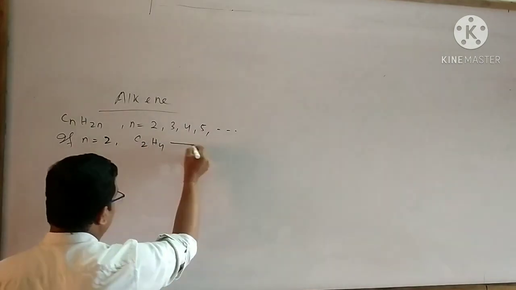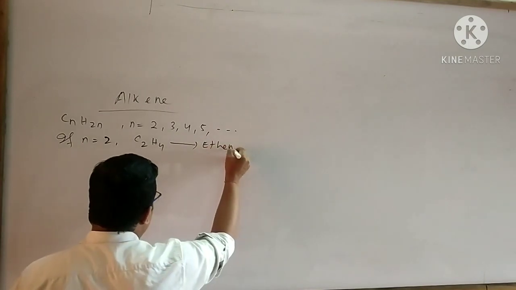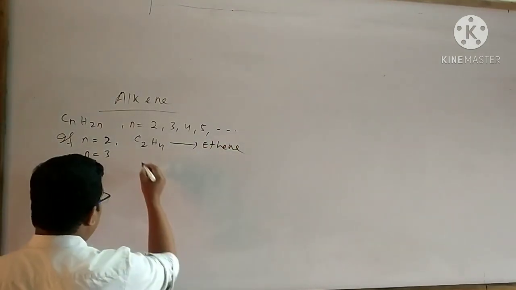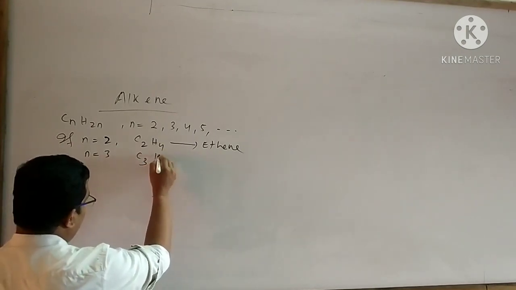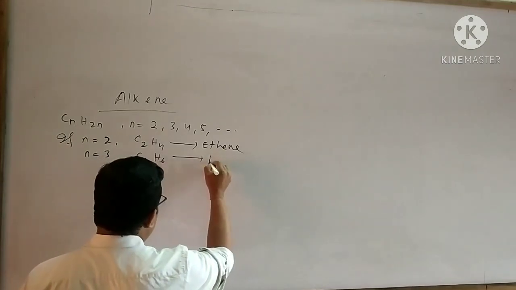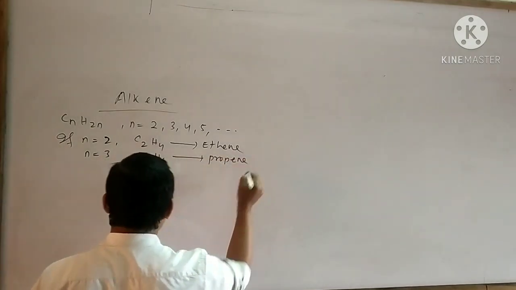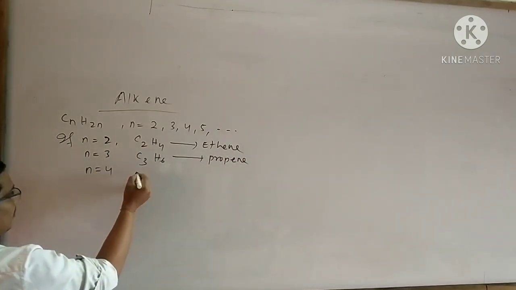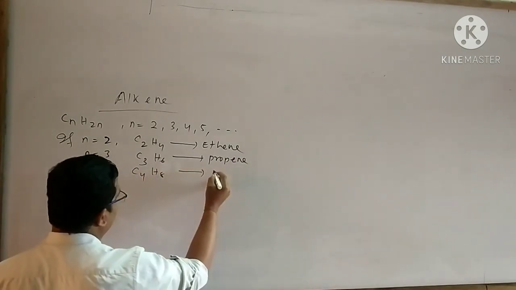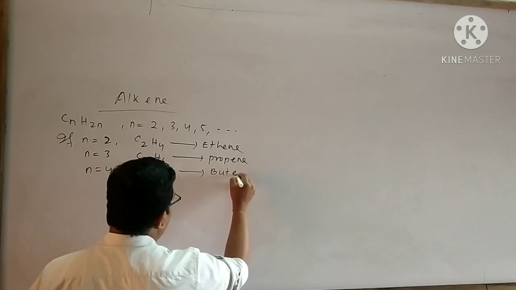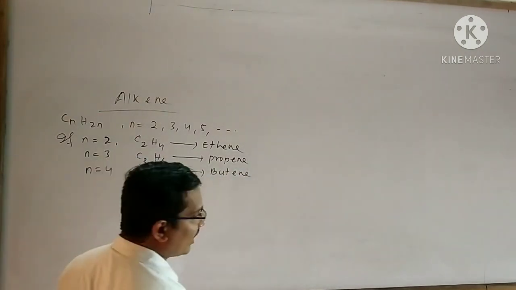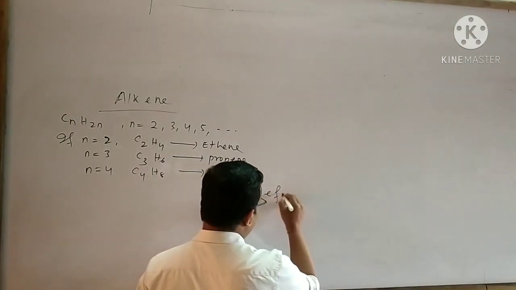The name of this alkene is ethene. If n equals 3, then C3H6. The name of this compound is propene. If n equals 4, then we can write C4H8. That is said to be butene, like this. Alkenes are also known as olefins.